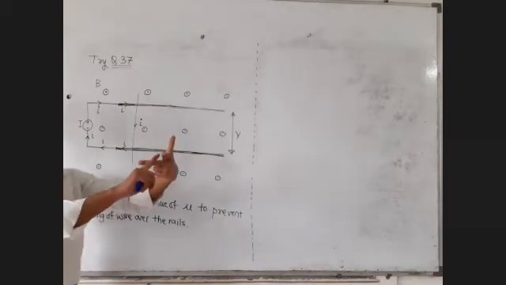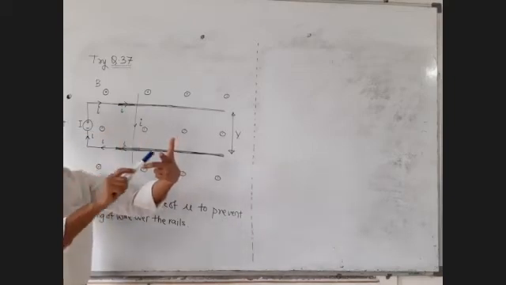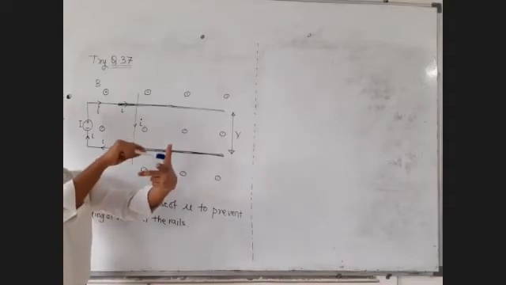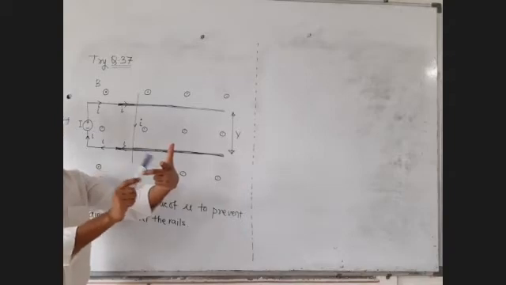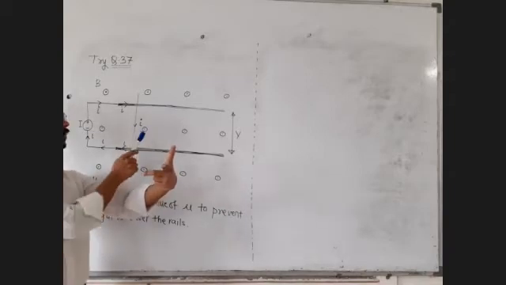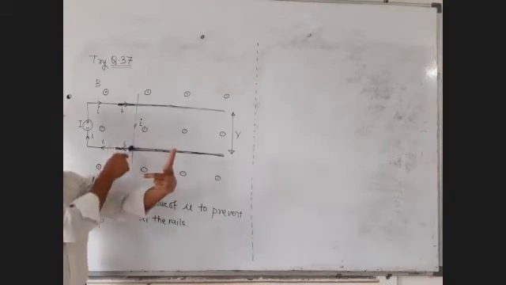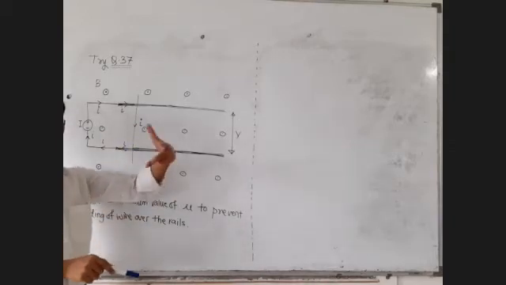Now I am showing the first finger coming out. First finger coming out means magnetic field coming out of the board. Current is going down, so the middle finger I have to show going down.